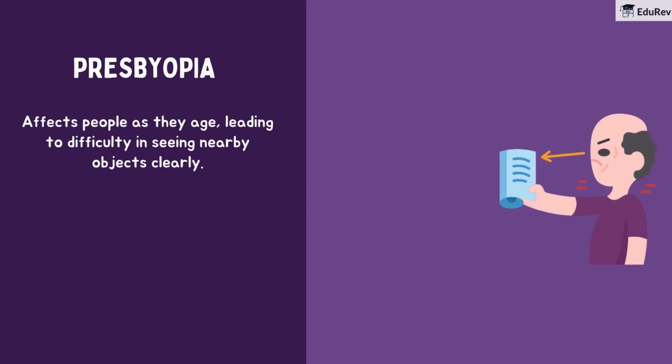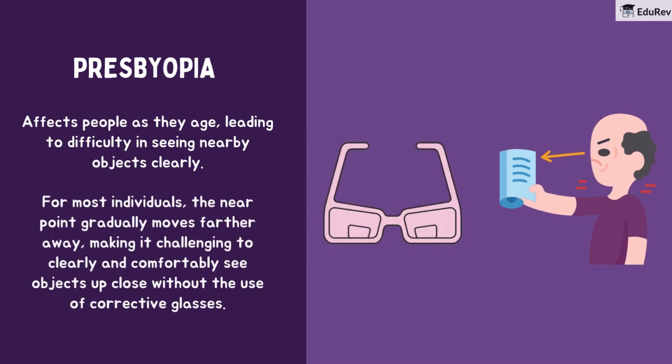Presbyopia affects people as they age, leading to difficulty in seeing nearby objects clearly. For most individuals, the near point gradually moves farther away, making it challenging to clearly and comfortably see objects up close without the use of corrective glasses.